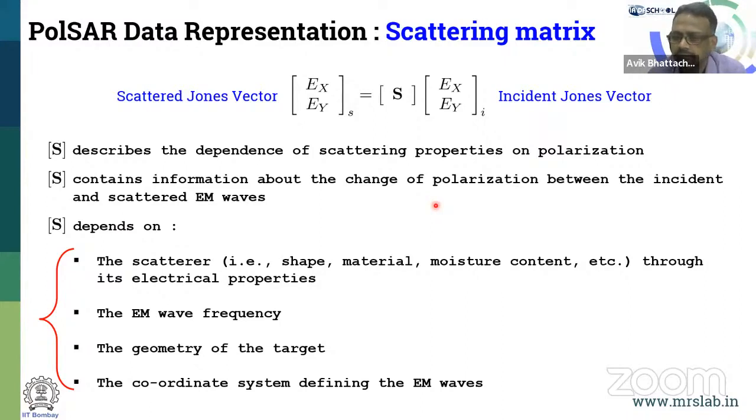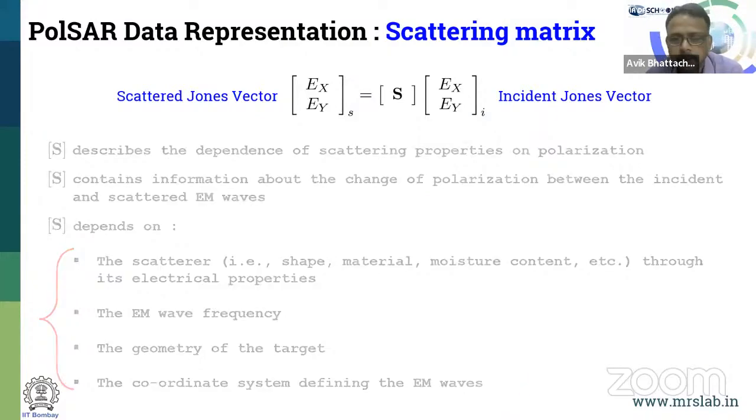It contains all the information about what has been changed in the polarization between the incident and the scattering. And we can see that it is a function of shape, material, moisture, any kind of different physical properties, of course through its electrical properties. It depends on the EM frequency, the geometry, and the coordinate system in which you put the EM wave.